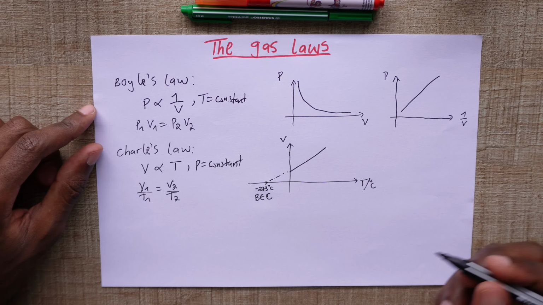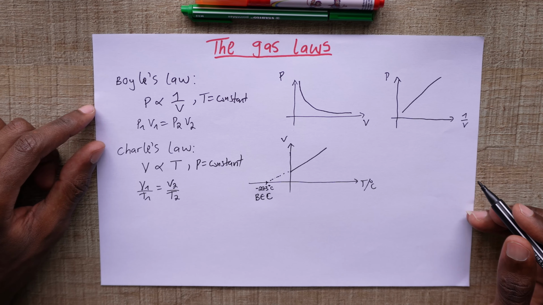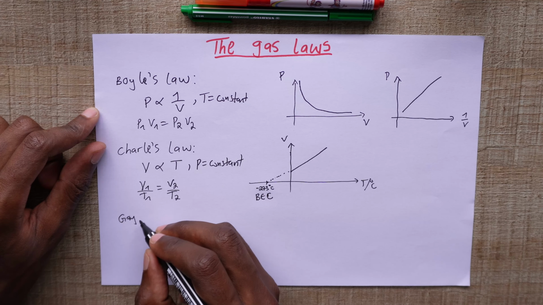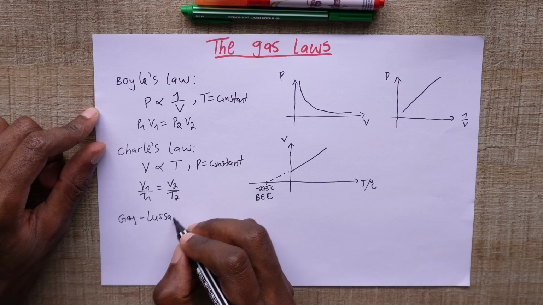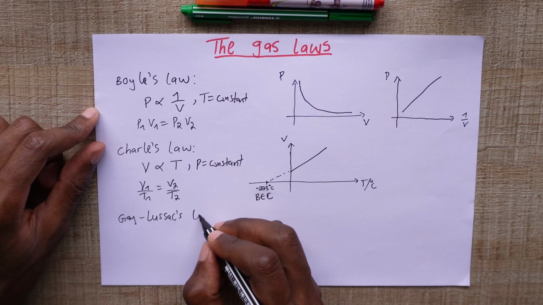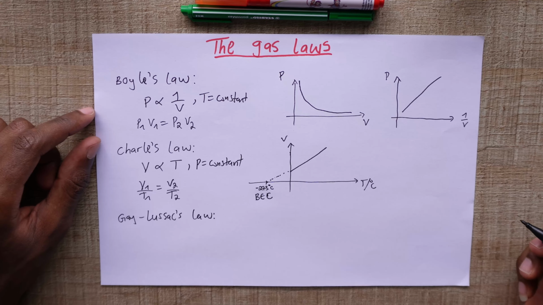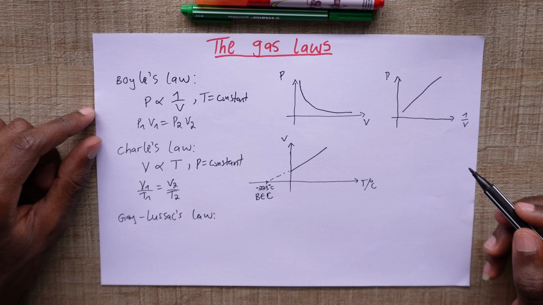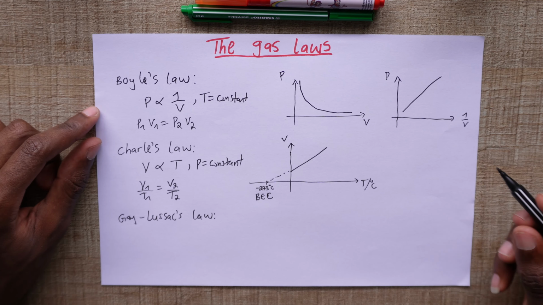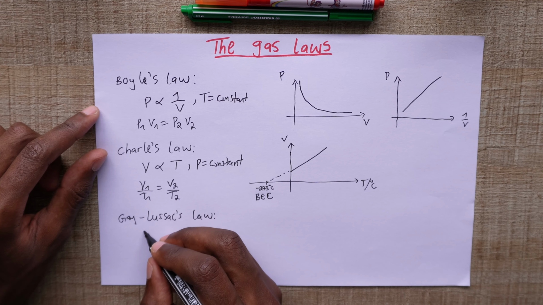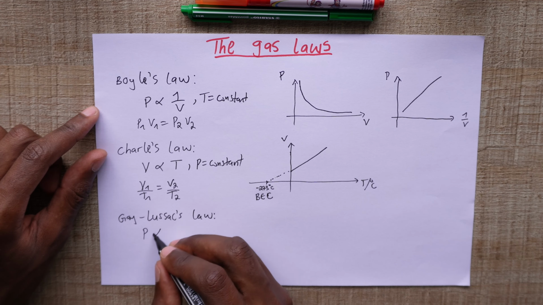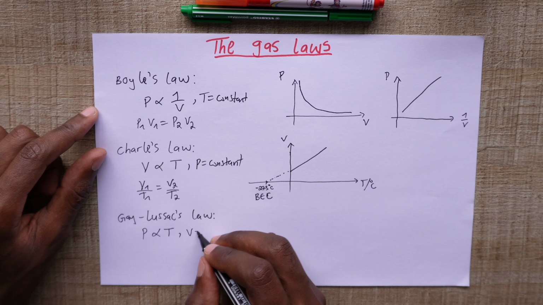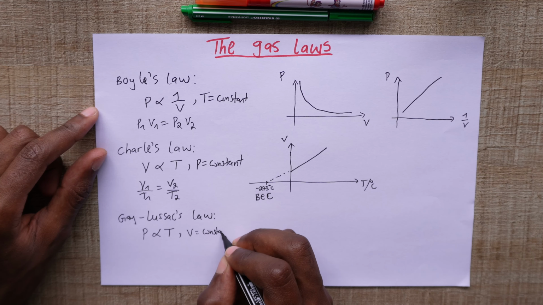The third law that governs the behavior of gases is known as Gay-Lussac's law. As you can guess, this law establishes the relationship between the pressure and the temperature of a gas. So it's kind of intuitive. It tells us that the pressure is directly proportional to the temperature, provided that the volume of the gas remains constant.